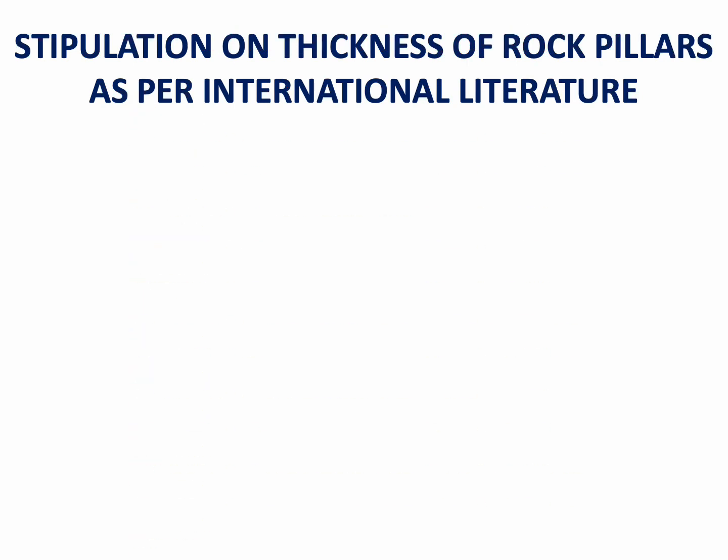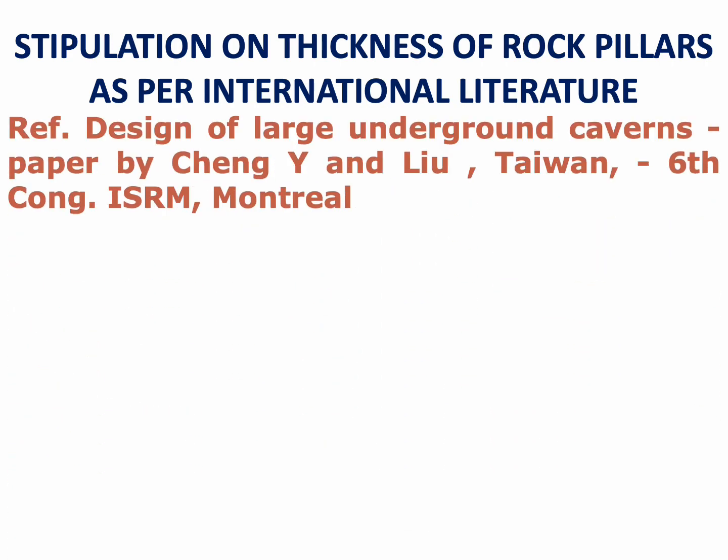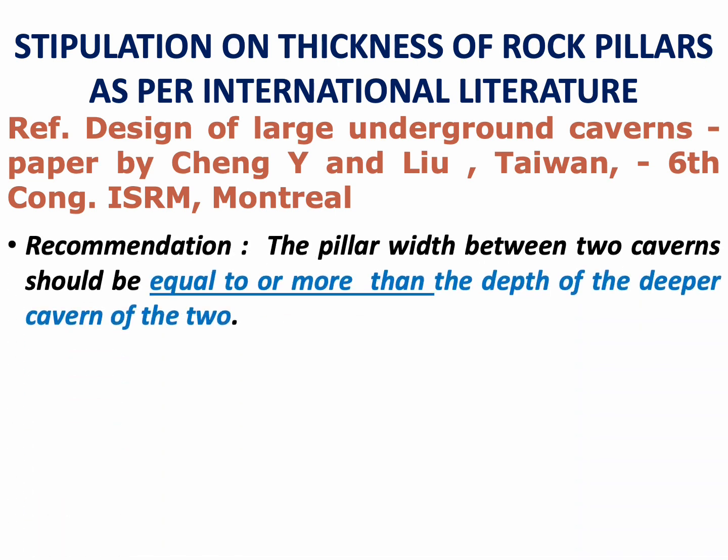So let us see what are the stipulation on thickness of rock pillars as per international literature. If we refer to an article, Design of Large Underground Caverns, a paper by Sheng, Wai and Liu, Taiwan, in 6th Congress ISRM, Montreal, it recommends the pillar width between the two caverns should be equal to or more than the depth of the deeper cavern of the two.